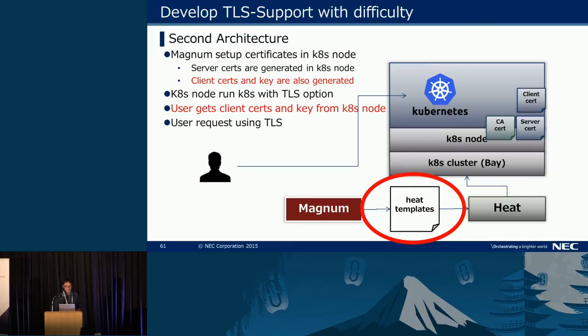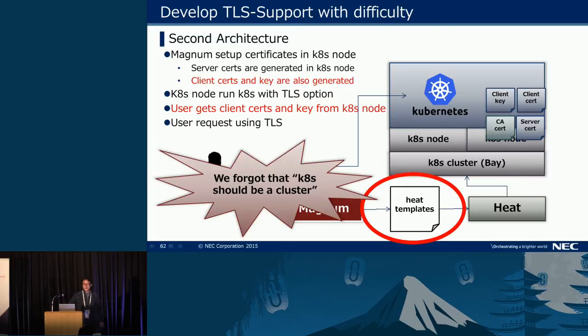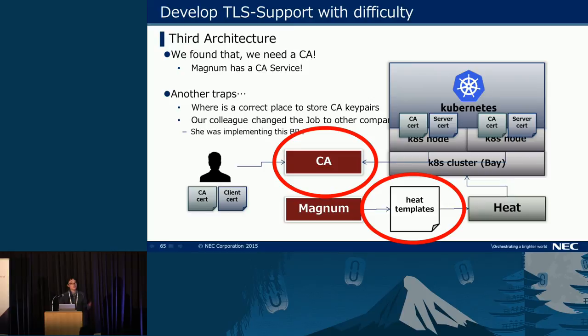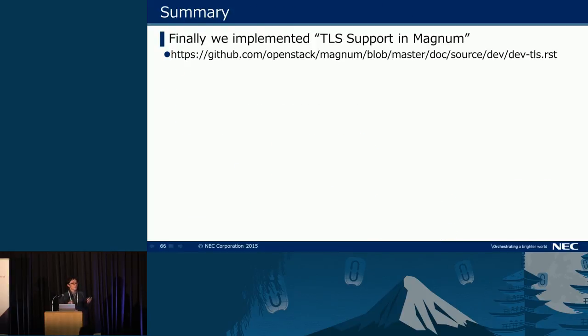The Kubernetes node generates a client certificate, and the user can get the client certificate from the Kubernetes node using SSH. Yeah, but we had a lot of troubles. The main trouble was that my colleague moved to another company. She was mainly implementing this feature. So it was very difficult to implement this. But finally, we implemented it. So please use Magnum and judge. You can use Magnum in your production environment. Thanks. That's all.